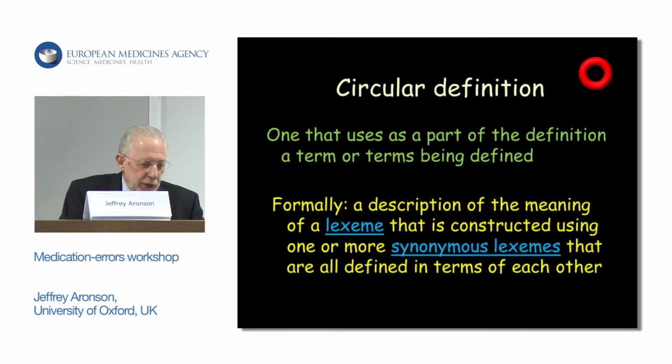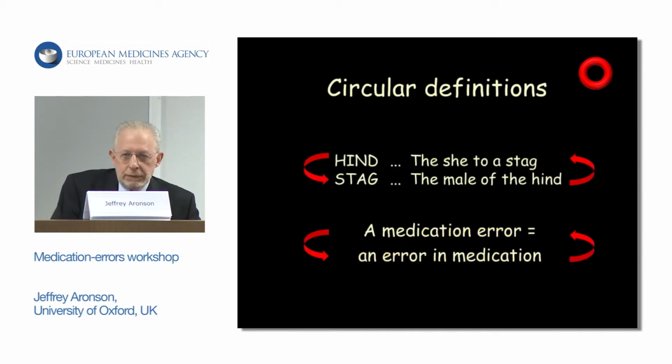Here's our definition of a circular definition, one that uses as part of the definition a term or terms being defined, and the description below that is a more formal lexicographic description of a circular definition. Here are some examples. Dr. Johnson, in his 1755 dictionary, defined a hind as the she to a stag and a stag as the male of the hind.